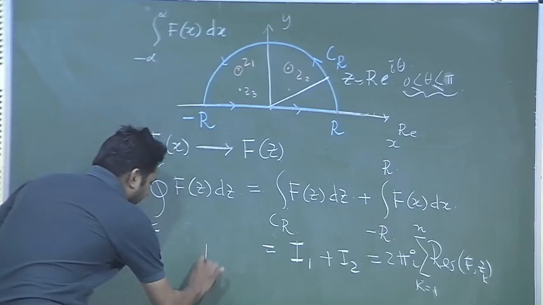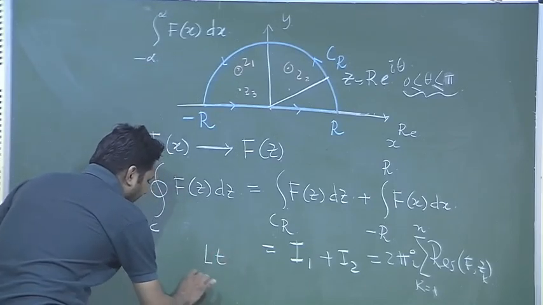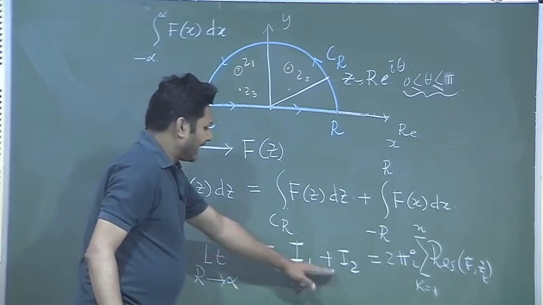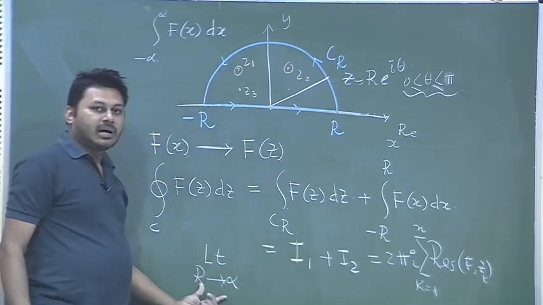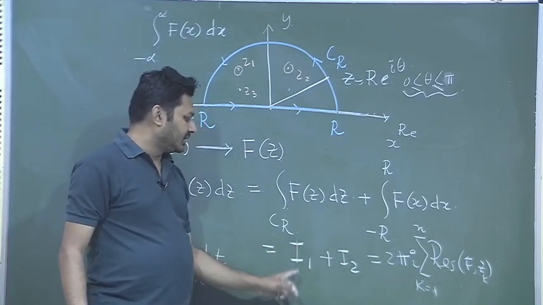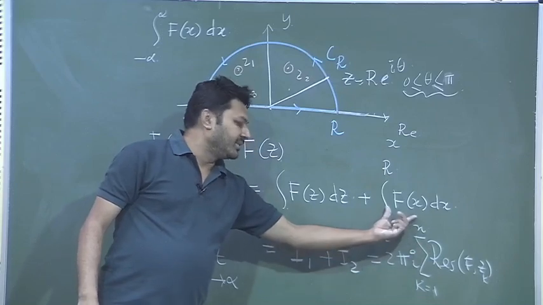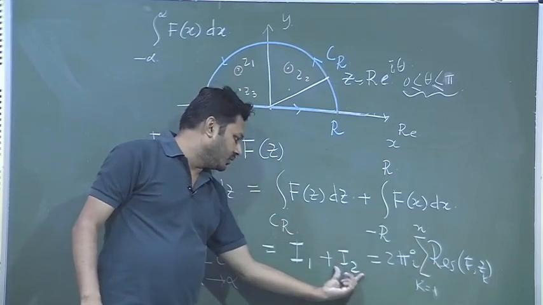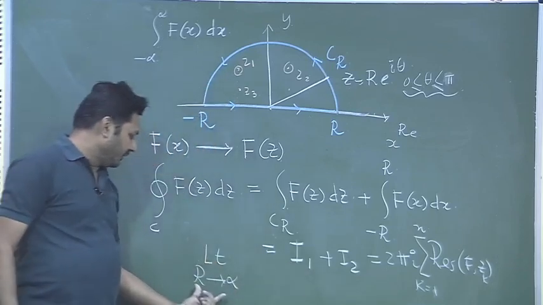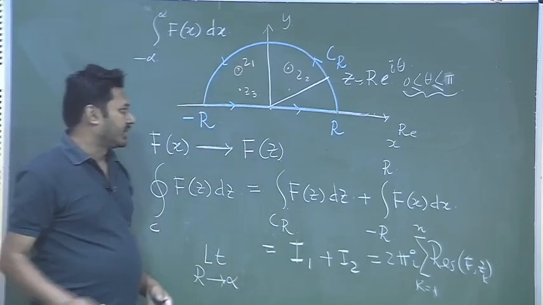Next, I will calculate the integration at the limit r tends to infinity. This value I will calculate, then put r tends to infinity and check whether these things are diverging or converging, and that will be equal to this, and I will extract this I2 from there. So I2 will be this minus I1. I1 I need to evaluate at r tends to infinity.